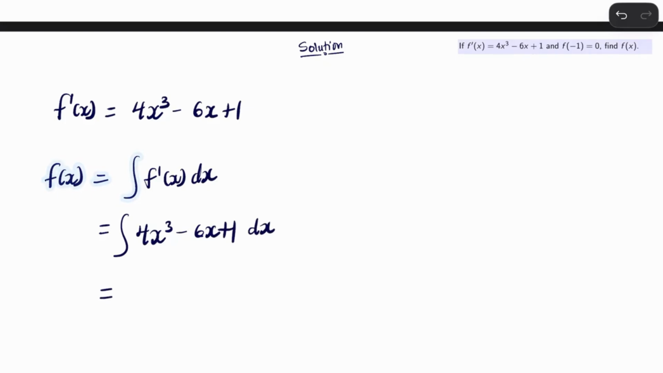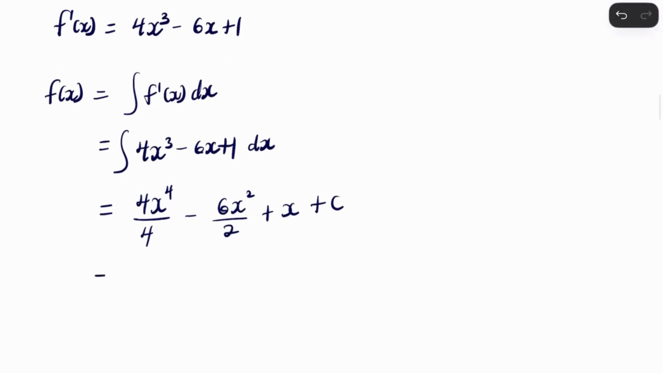So we are going to add 1 to the exponent, then we divide by the new exponent, right? So we are going to have 4x exponent 4, then divided by 4, minus 6x squared divided by 2, plus, when you integrate 1, you're going to have x, then plus a constant c, right? So let's simplify this further. So here 4 will cancel 4 and 2 will cancel 6. So you're going to have here to be 3, right? So you're going to have x^4 minus 3x squared plus x plus c. So this is f of x, right?